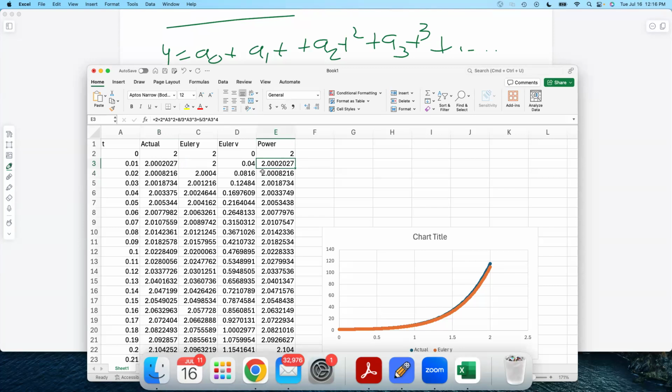That's at first. Notice that the power series is a better approximation than Euler's. So what you're going to write in your paper, like maybe we'll just graph. I'm going to hide this column.